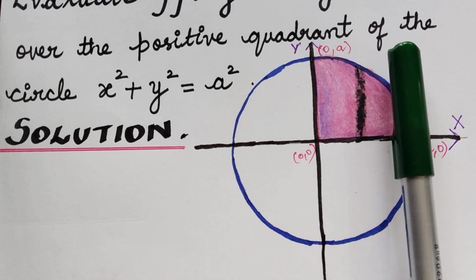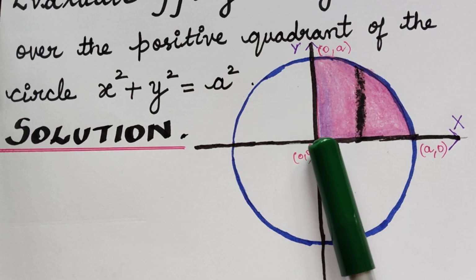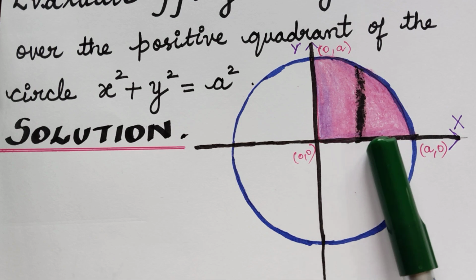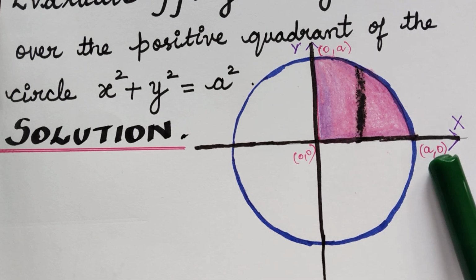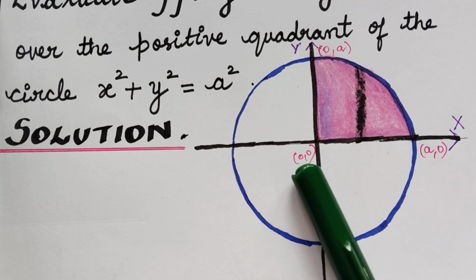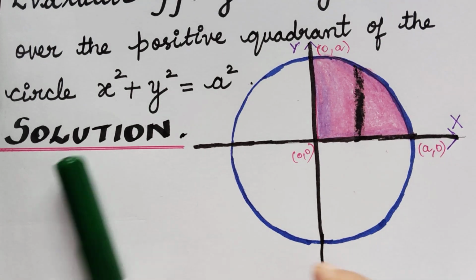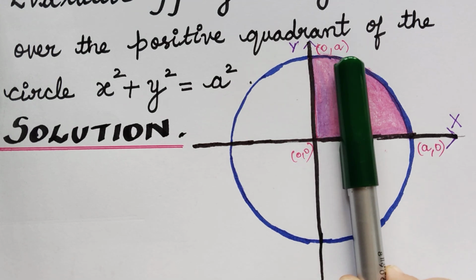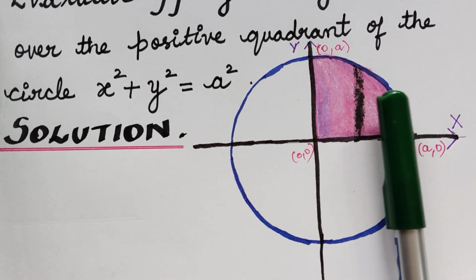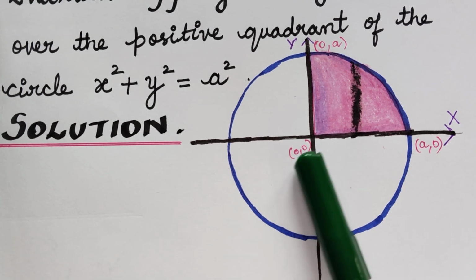So what will be the limits for x? That is, this vertical strip will move from x equal to 0 because it's from the origin. So it is moving till where? Till this point. So it moves till x is equal to a. So therefore the limits for the variable x will be 0 to a. Since the strip moves from this point to this point like this, using that movement we can find the limit for x. So the limit for x is from 0 to a.